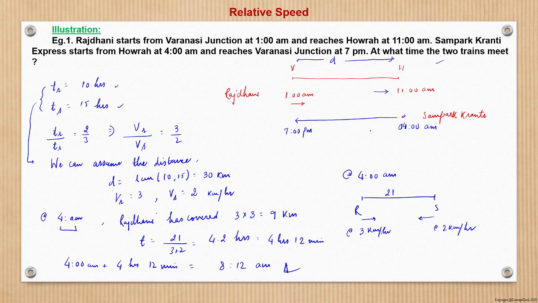Now since the Rajdhani had started at 1 a.m. in the morning, Sampark Kranti starts at 4 a.m. in the morning. So to use the relative concept, we'll see where Rajdhani has reached by 4 a.m. So that we know Rajdhani had covered a distance of 9 kilometers out of a total distance of 30 kilometers. So now from 4 a.m. both the trains are moving towards each other. The remaining distance is 21 kilometers, so that we can find at what time they will be meeting, right?